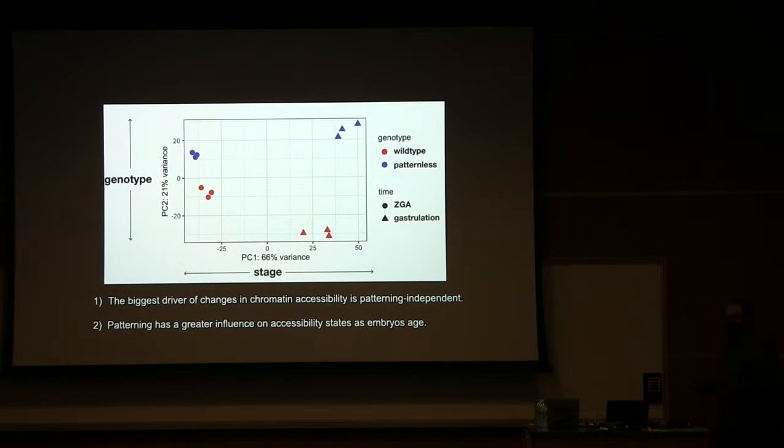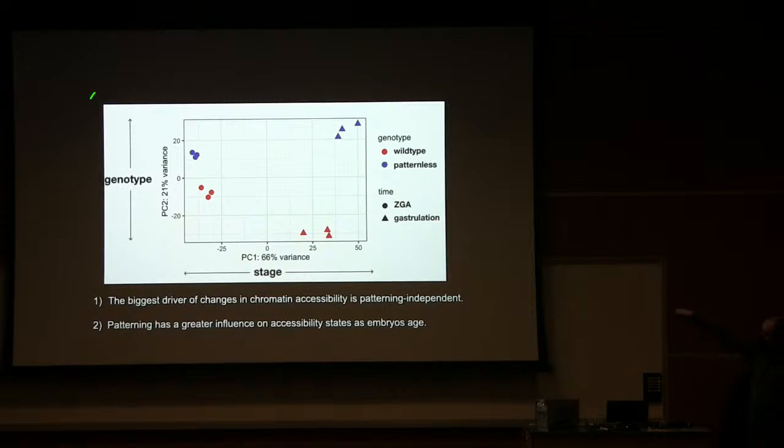There are a number of ways to summarize these data. I've chosen PCA for you today. This is the PCA of this experiment, where each dot represents a replicate measured by ATAC-seq. What we find is that the primary source of variance driving changes in chromatin accessibility between ZGA and gastrulation is occurring independently of patterning, namely that it's time dependent. As these embryos mature, additional regions are gaining or losing accessibility independently of any spatially restricted information.